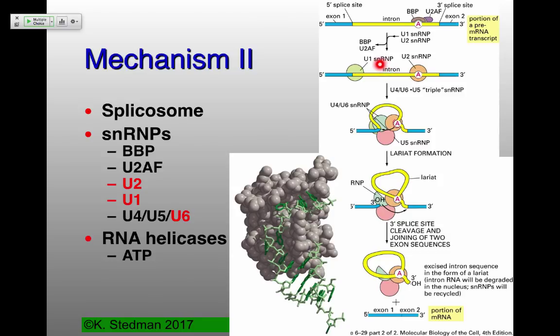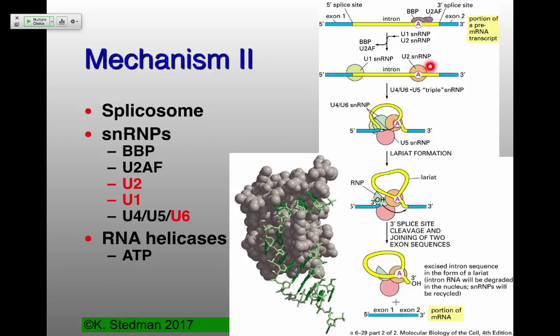Not RNA, but RNP. Ribonucleoprotein. So there's proteins associated with these RNAs as well. So you see snRNPs here. These are the ribonucleoproteins: U1, U2, U4, U5, U6. So you've had U2, U1, and then U4, 5, and 6 come into this complex.